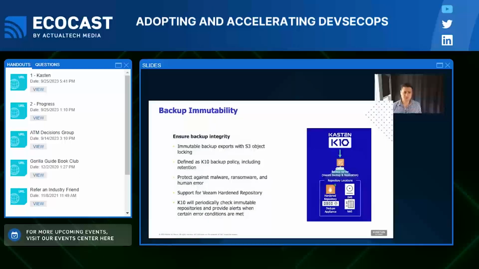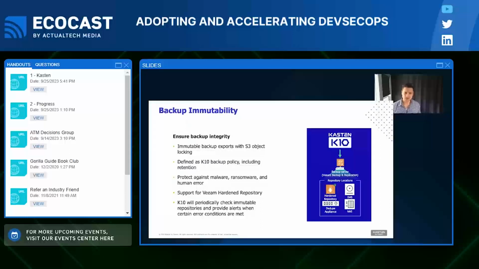Backup immutability. So the answer here, again, is S3 immutability, using S3 storage, S3 compatibility, defining a K10 backup policy, including our retention timeframes. So we're going to make sure that our retention matches our business SLA, RTO, and RPO requirements. We can protect against malware, ransomware, and human error, right? Because we can restore from our backups very easily within Kubernetes. Ransomware aside, if I am an administrator and maybe I push some bad code, or maybe I corrupt my database or what have you, it's very easy to restore very quickly from our web UI or programmatically via our integrations.